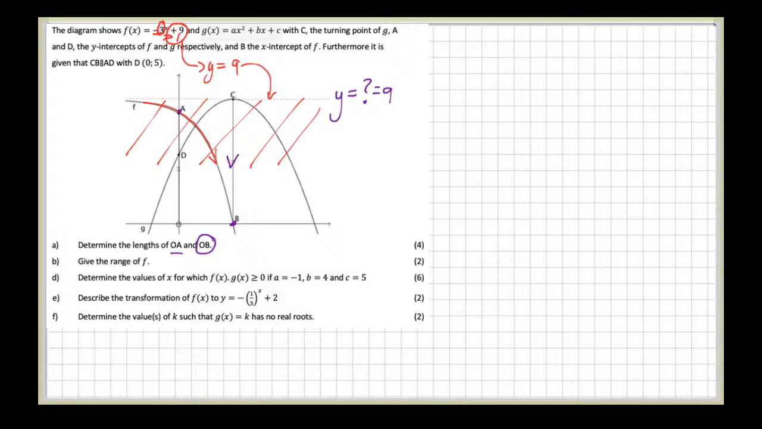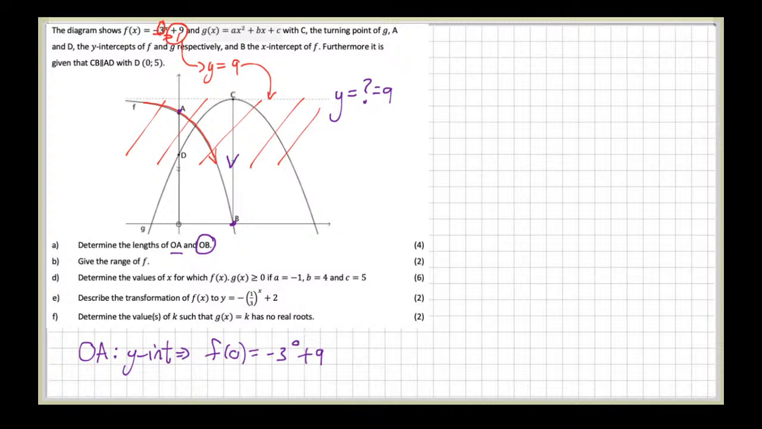So A is the y-intercept. So let's start with that one. Let's start with OA. Let's do the y-intercept. So it's going to be f of 0, which is negative 3 to the 0 plus 9.